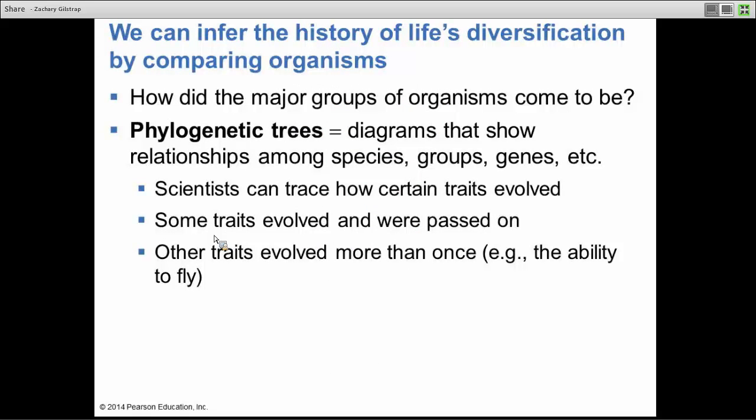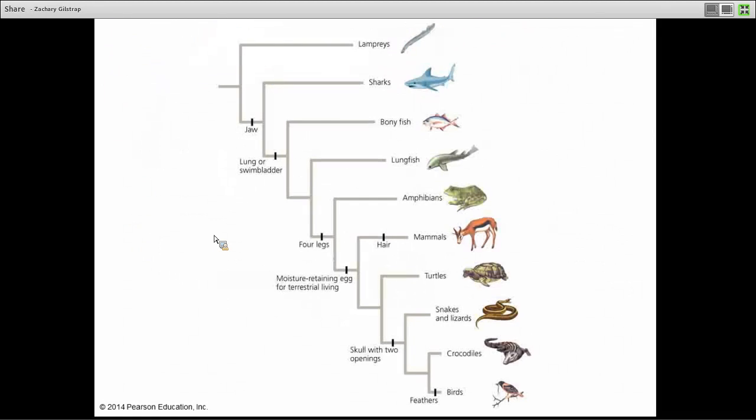So we can infer the history of life's diversification by comparing organisms. Evolutionary biologists study patterns, examining how groups of organisms arose and how they evolved the characteristics they show. Scientists represent the history of divergence by using branching, tree-like diagrams called phylogenetic trees, and here we have one now. Once we have a phylogenetic tree, we can map traits onto the tree according to which organisms possess them, and we can thereby trace how the traits have evolved.